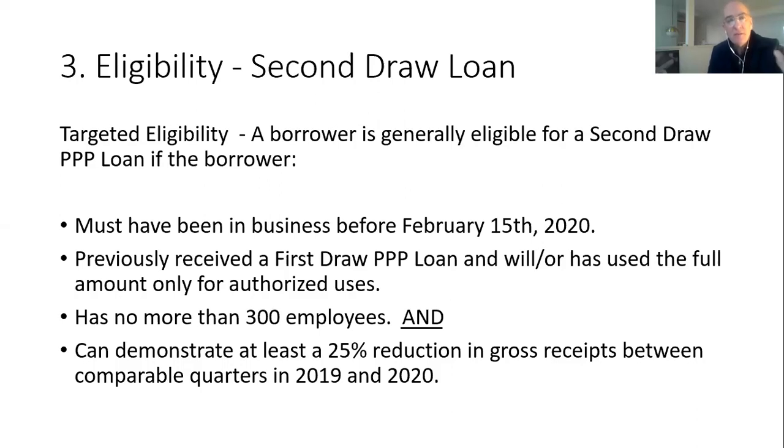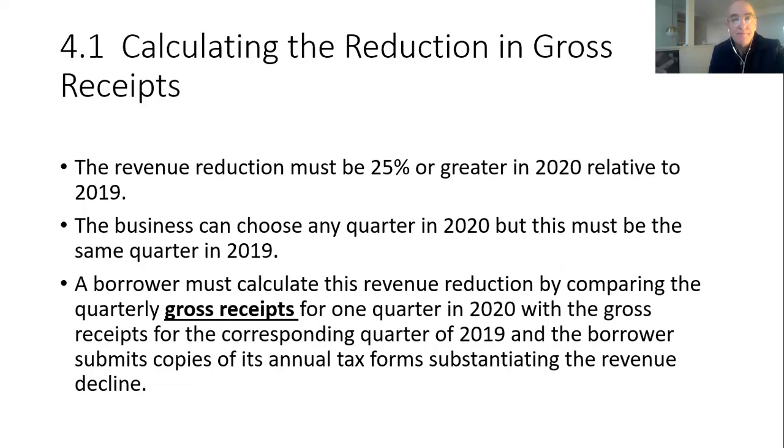But the 2 key things that will drive the eligibility is you must have no more than 300 employees, and you have to demonstrate this 25% reduction in gross receipts between comparable quarters in 2019 and 2020. And what the federal government is really saying is the impact of COVID last year in 2020 would have meant that you lost income. And so long as you lost a minimum of 25% of that income in any one quarter compared to 2019, you're eligible to apply. And that's what we're going to talk about in more detail in a moment.